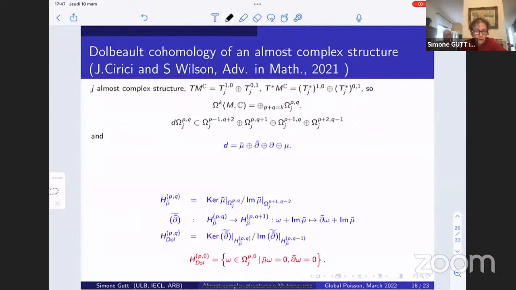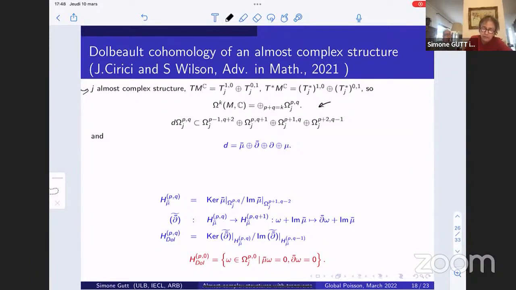What about the Dolbeault cohomology, which was introduced by Cirici and Wilson and appeared in Advances in Mathematics last year? You start with the same setting. You have an almost complex structure. You look at the decomposition of the tangent bundle. You look at the decomposition of K forms into forms of type P plus Q.